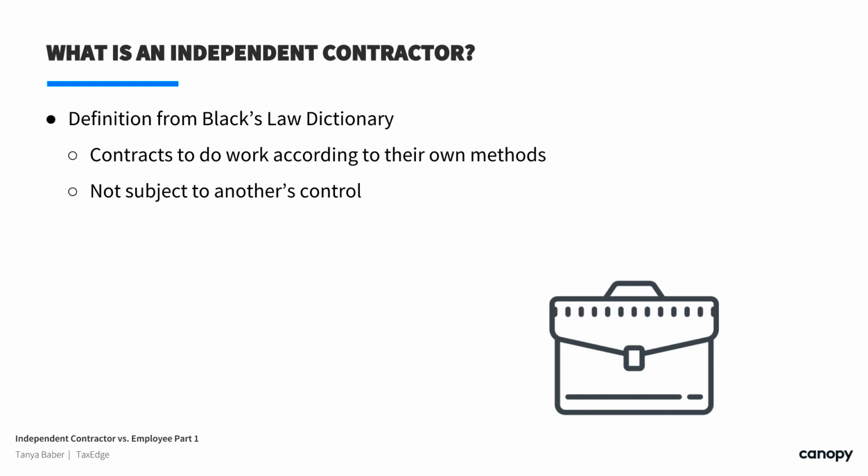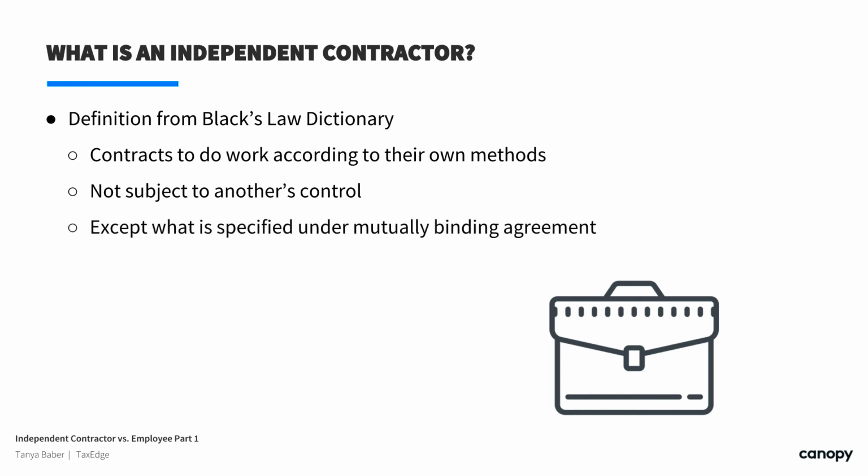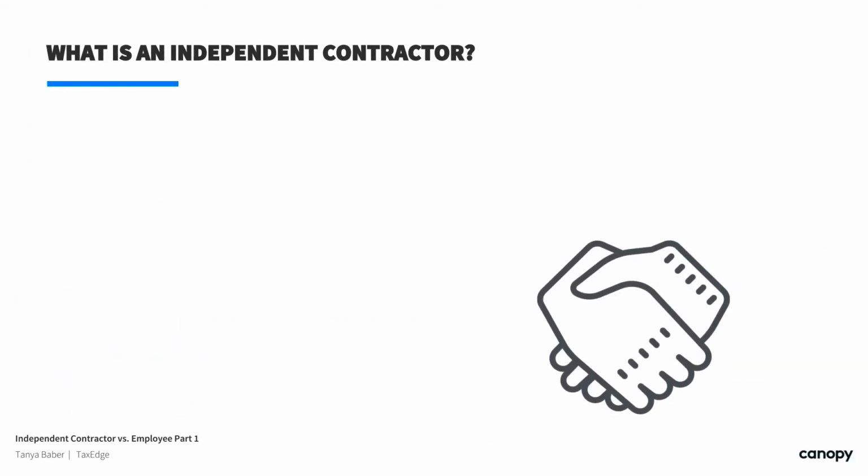The contractor is not subject to another's control except for what is specified in a mutually binding agreement for a specific job. And again, while this legal dictionary description is a good start, we're going to see if we can define it just a little bit more. As we look at independent contractors, again, what is the difference in the direction and control? We said independent contractors provide goods and services to another business on terms determined by some sort of a contract.